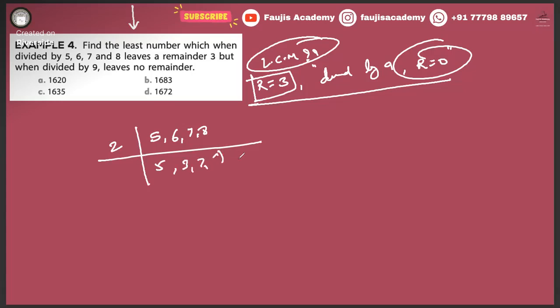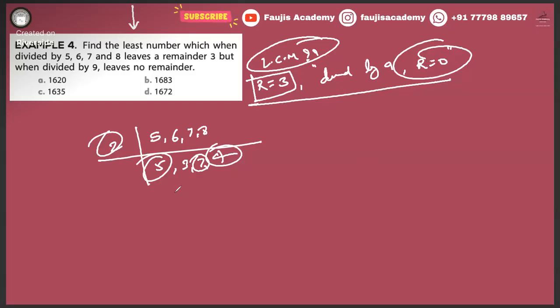5, 3, 7, and 4. We can't do any more division here, right? So what is the LCM? 5 into 2 is 10, into 4 is 40, into 7 is 280. Now 280 into 3, how much is that?